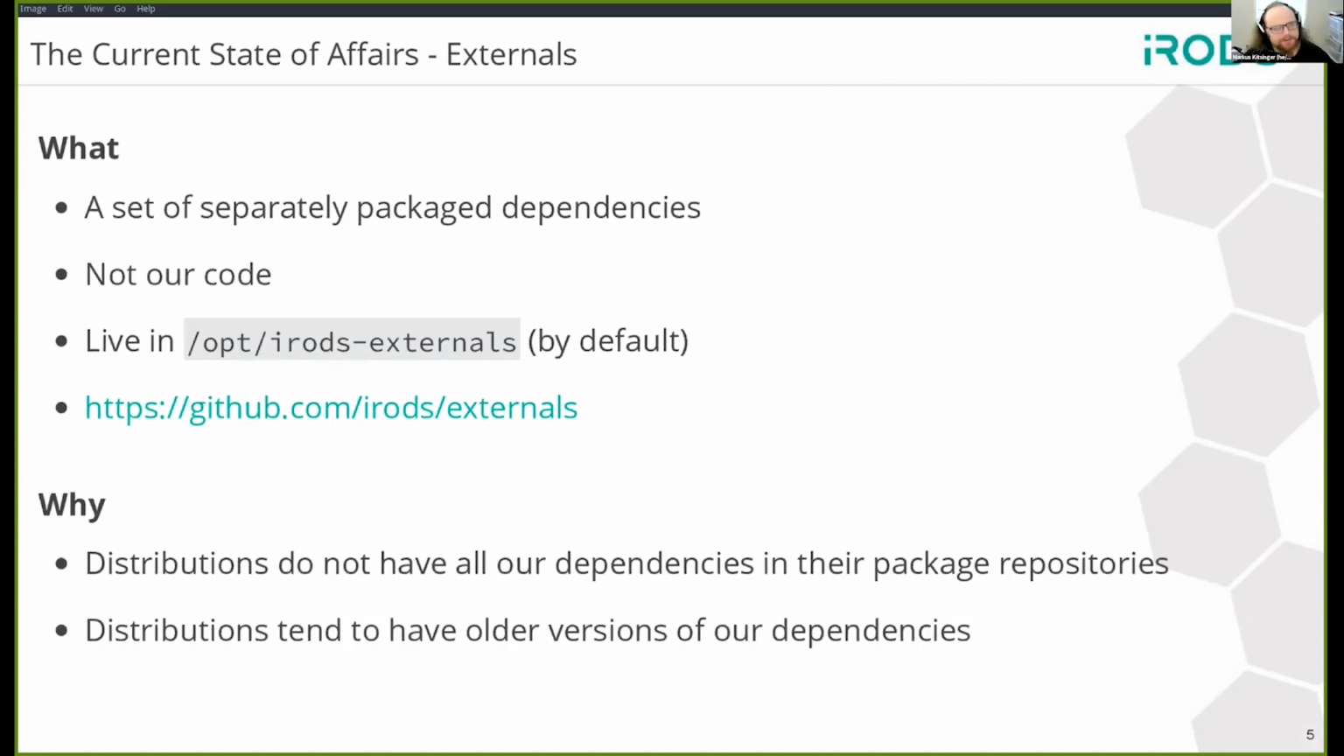So let's talk about our externals. Our externals are a set of separately packaged dependencies. It's third-party code that we depend on. And we have a directory that we put them in by default. It is standard for all of our externals packages. And we do this because not all distributions have what we need to build iRODS and run iRODS. And sometimes even if they do have the right packages, they might not have a new enough version. And there's another reason that I'll touch on in a minute, but those are the main two.